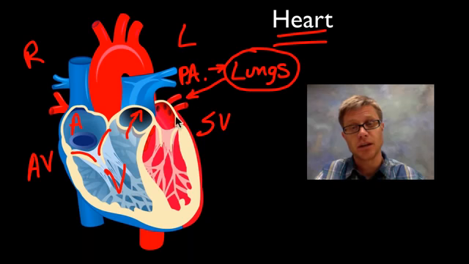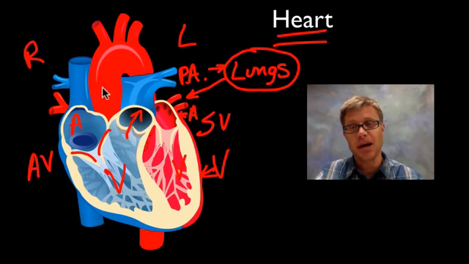So that oxygenated blood is going to come back into here. That's going to be your left atrium. And I can't write on that because you won't see it. So it's going to go into your left atrium, which is right there. It's then going to flow through our left AV valve down into this ventricle. So this would be our left ventricle inside there.